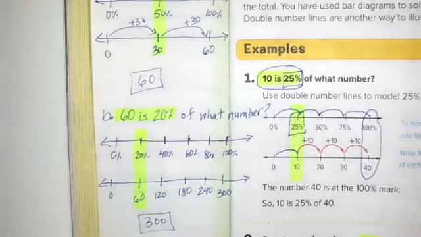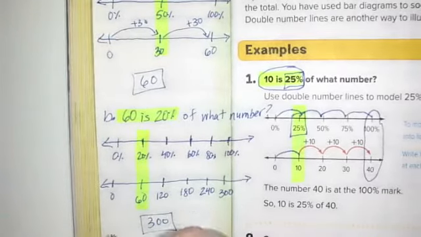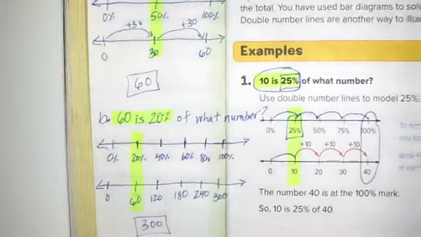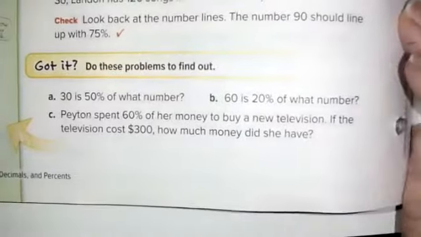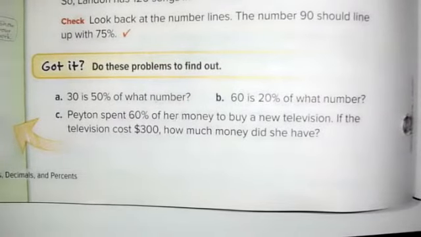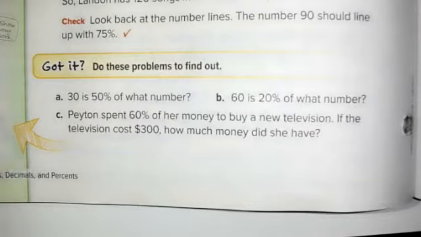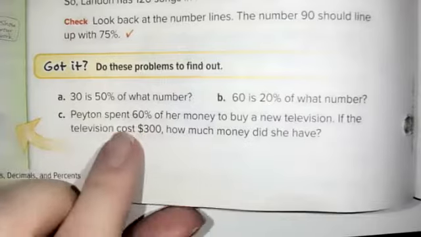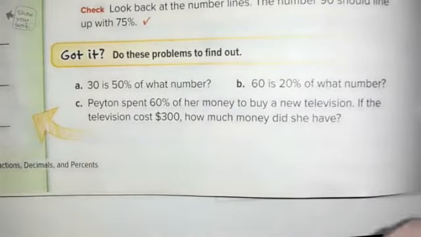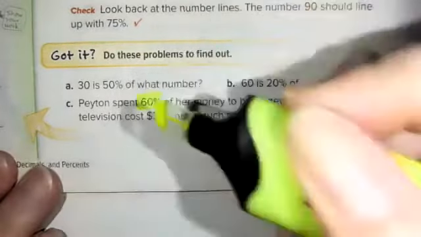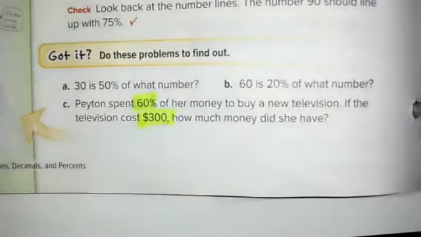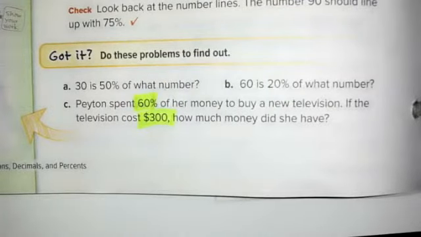Okay. Letter C. Peyton spends 60% of her money to buy a new television. If the television costs $300, how much money did she have? So this is 60% of her money is what she spent, and that was $300. So those are the two numbers that need to line up on the two number lines. So let's go ahead and make those.